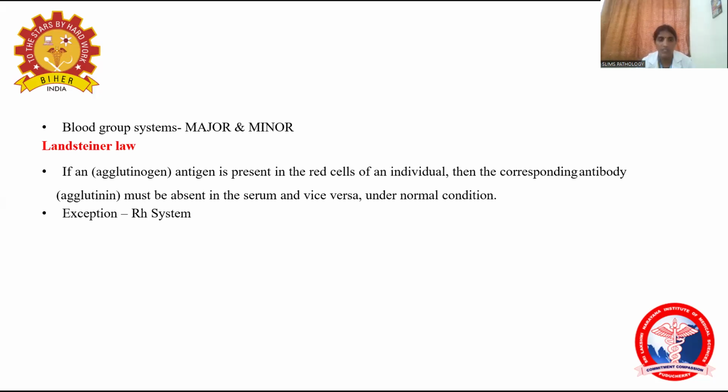So the blood group systems are classified into major and minor blood group systems. The major blood group systems, as you know very well, are ABO and Rh, whereas for minor, you have lists of minor blood group systems starting from Kell, Kidd, Duffy, P, Lewis, MNS, everything, right?